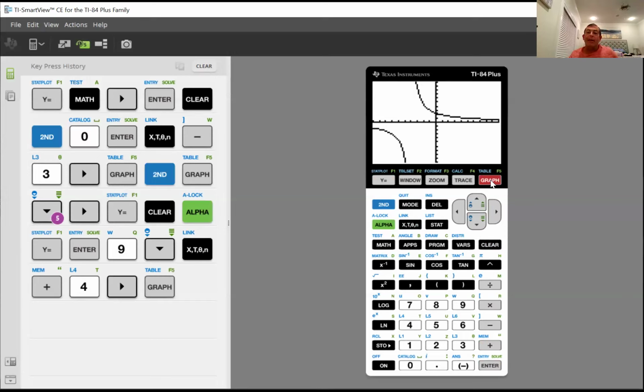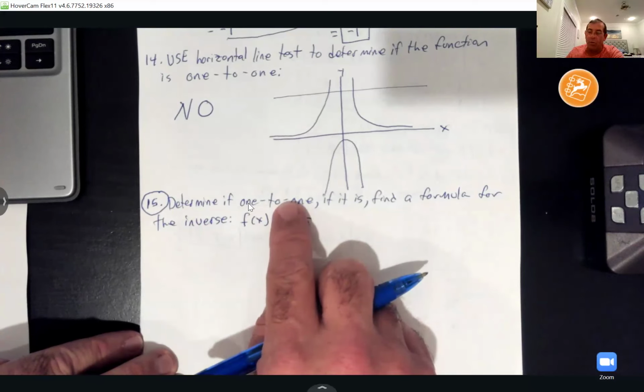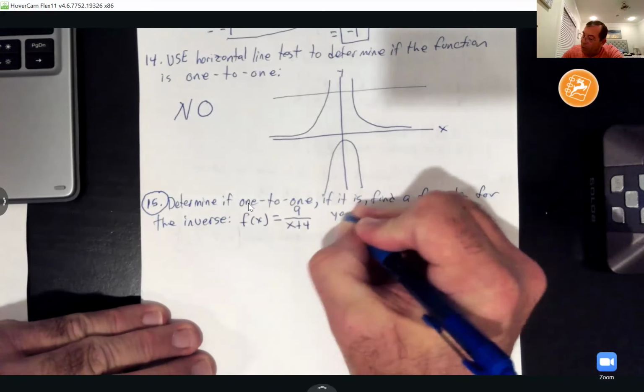And y'all look at that. If you run a horizontal line on that, it's not intersecting that graph more than once. So it is definitely 1-to-1, okay? And y'all, I'll tell you a trick. Everybody's number 15 is definitely going to be 1-to-1. So yes, it's 1-to-1.